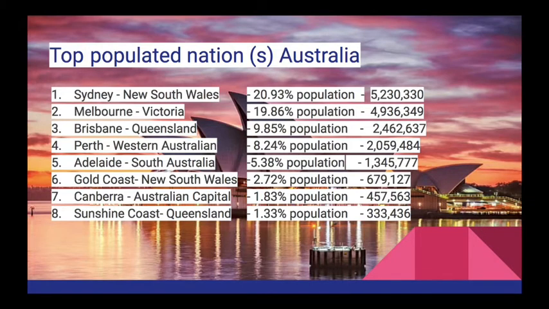Brisbane, Queensland at 9.85% of the population. Perth, Western Australia at 8.24% of the population. Adelaide, South Australia at 5.38% of the population. Gold Coast, New South Wales at 2.72% of the population. Canberra, Australian capital at 1.83% of the population. Number 8, Sunshine Coast, Queensland at 1.33% of the population. And the list goes on, but these are the top ones.